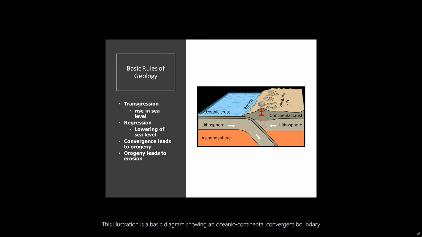This illustration is a basic diagram showing an oceanic-continental convergent boundary with a volcanic arc, a mountain range, forming. Continental-continental convergence is responsible for forming most of Earth's greatest mountain ranges. As mountain ranges rise, they expose sediment to weathering, and this leads to erosion of continental rocks.